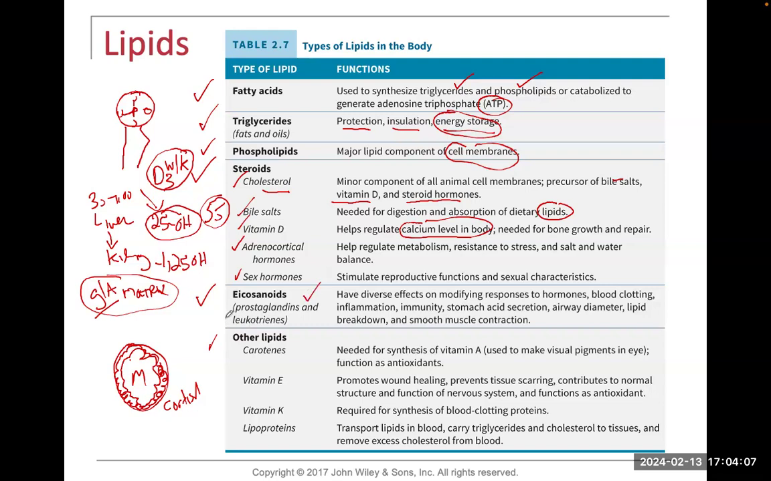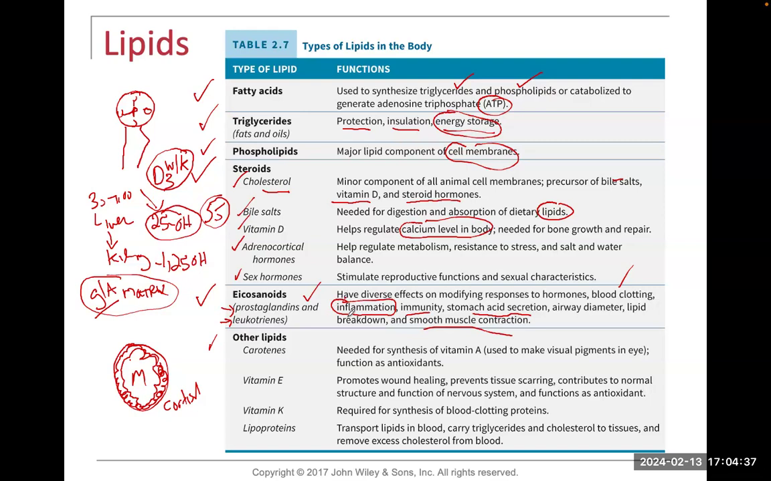Eicosanoids, which involve prostaglandins and leukotrienes. I do have a slide just on that alone. But these have diverse effects on modifying responses to hormones, blood clotting, big time inflammation, immunity, stomach acid secretion, smooth muscle contraction. Like you need these to allow this to function.